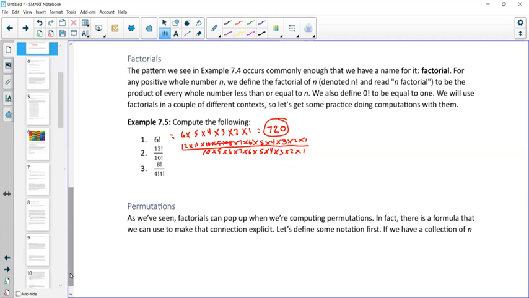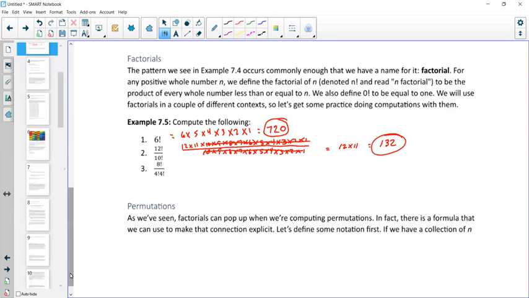And I have 10 times 9 times 8 all the way to 1 in the numerator and 10 times 9 times 8 all the way to 1 in the denominator. So this is essentially 12 times 11, which is 132.